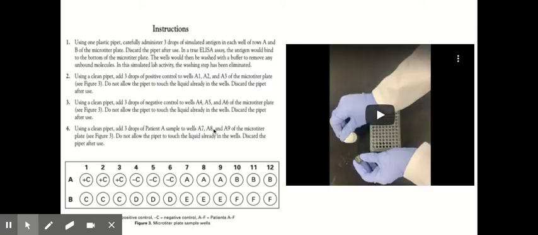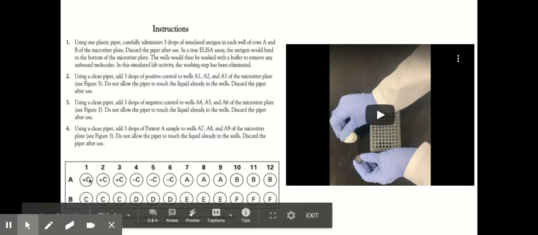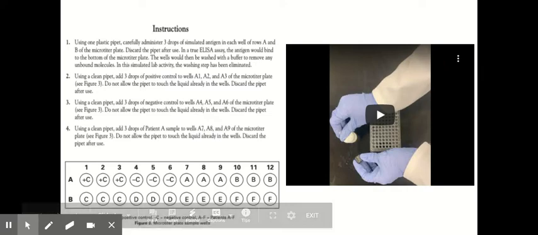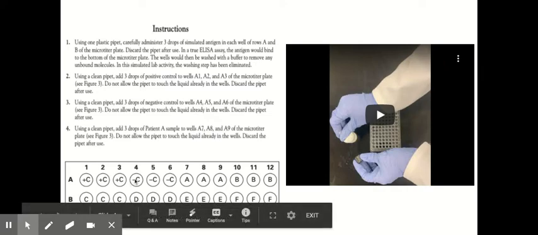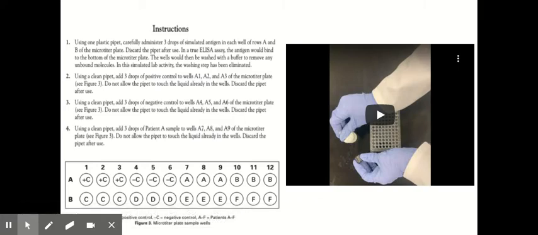So then the second step, using a clean pipette, you would add 3 drops of positive control to wells A1, A2, and A3. So if you see in the picture here, these first 3 wells, A1, 2, and 3, are positive control. Then you discard that pipette. Then the third step, add 3 drops of negative control to wells 4, 5, and 6. Okay, so 4, 5, and 6 now are going to have negative control. Then you dispose of that pipette.